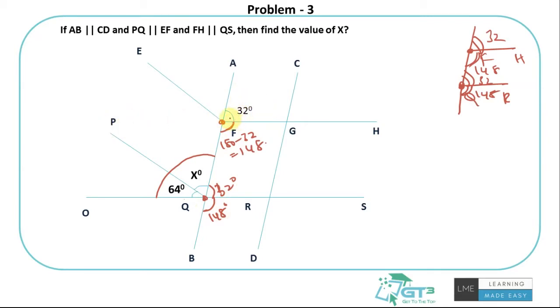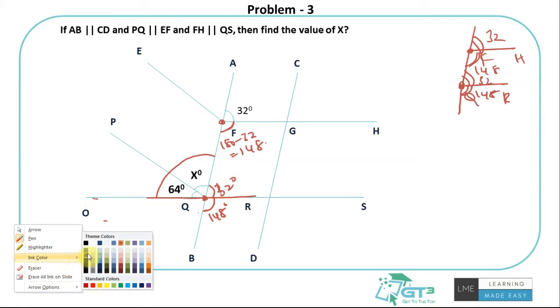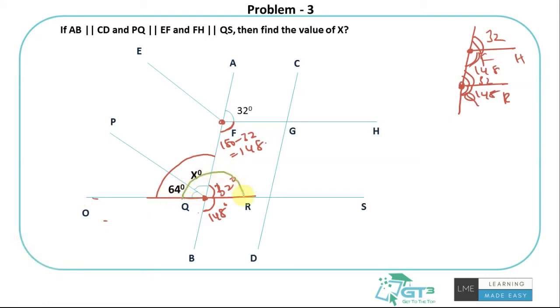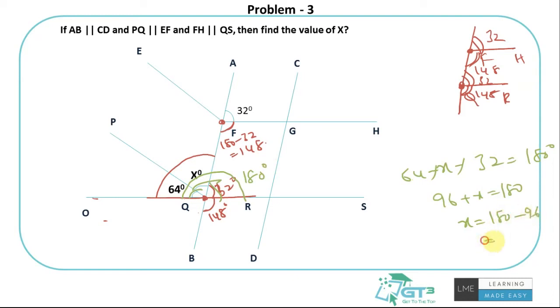Done. Now, I need to figure out the remaining things, which is very easy for me, right? What is this? This is a straight line, right? OQRS is a straight line. So this entire angle, let me use a different color, should be 180 degrees. So this entire angle is 64 degrees plus x degrees plus 32 degrees. That is 180 degrees. So 64 plus 32 is 96, plus x is 180. So x is 180 minus 96, that is 84. So the value for x is 84, right?